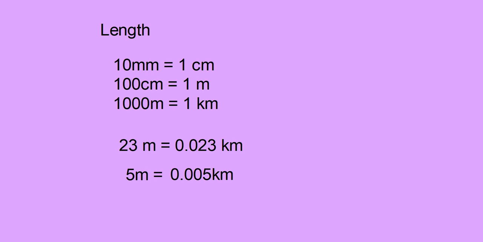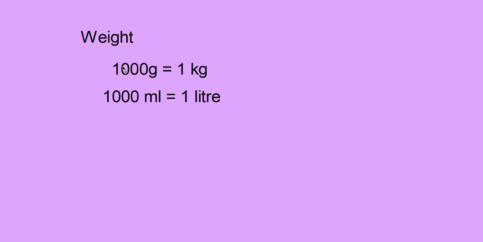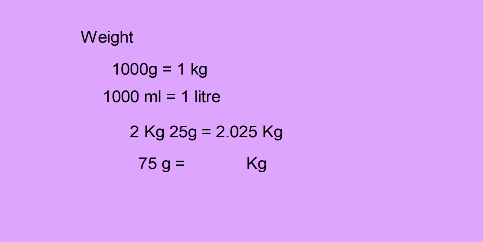0.005 kilometer. Similarly, in weight, 1000 gram is equal to 1 kilogram, 1000 milliliter is equal to 1 liter. Here also, three places of decimal we are using. For example, 2 kg 25 gram, you can write as 2.025 kilogram. Can you say what is 75 gram in kilogram? Yes, it is 0.075 kilogram.